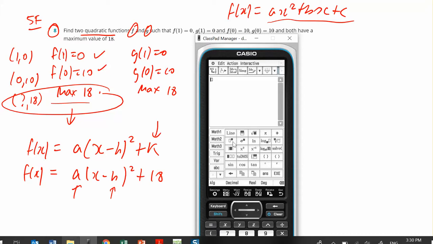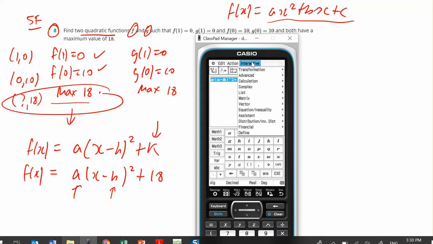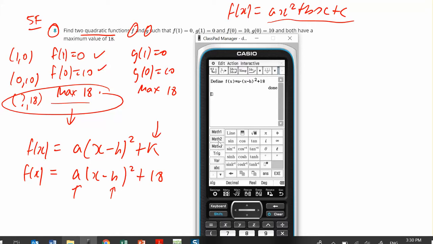So I'm going to go a, x, so I'm going to use the variables. Make sure you use the var menu, please, because otherwise it won't work. (x minus h) squared plus 18, and I'm going to go define. I've defined it. I also need to solve simultaneously because I've got two unknowns, so I need two equations or two points.